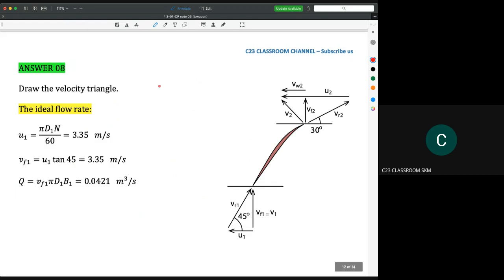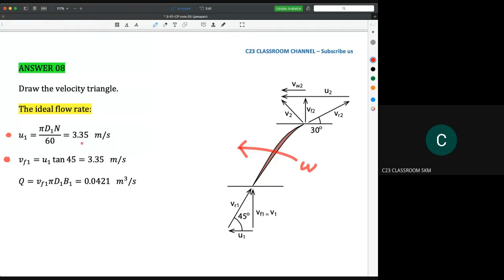First, as I said, it is an advantage for you to draw the velocity triangle. So this is the velocity triangle, and this is the rotational speed, the omega here. Then we need to calculate the ideal flow rate. Again, it is an advantage for us to calculate the value of U1 and the value of VF1, because these two parameters can be directly calculated from the equation.